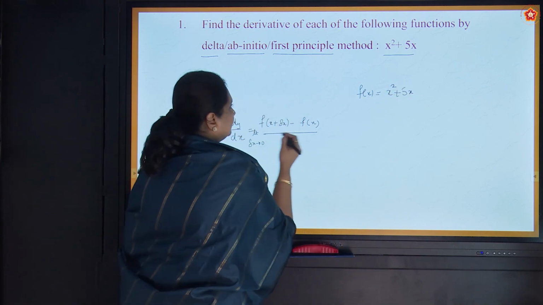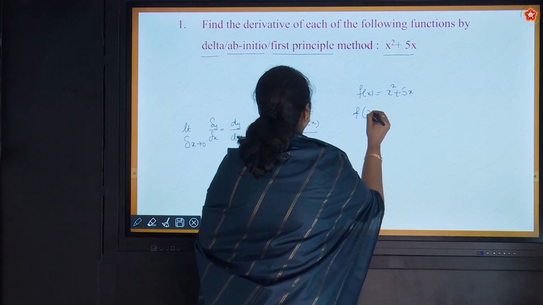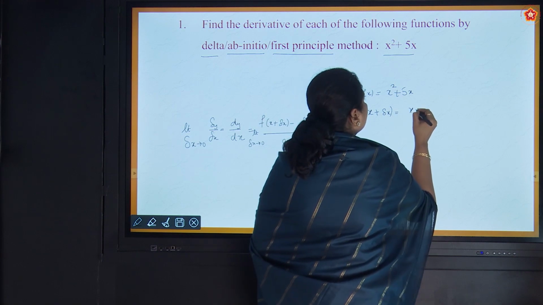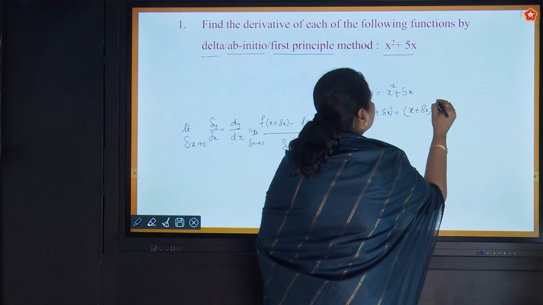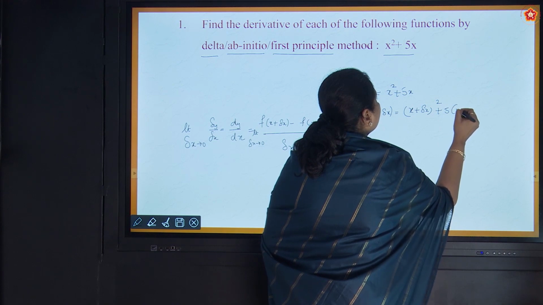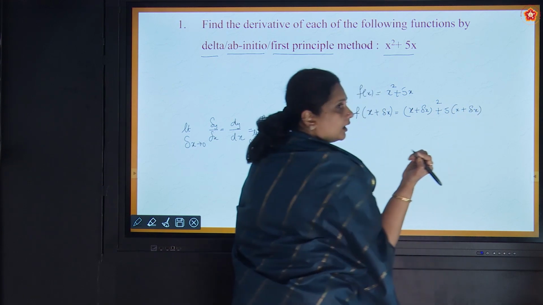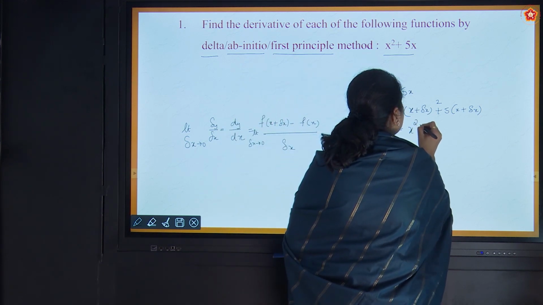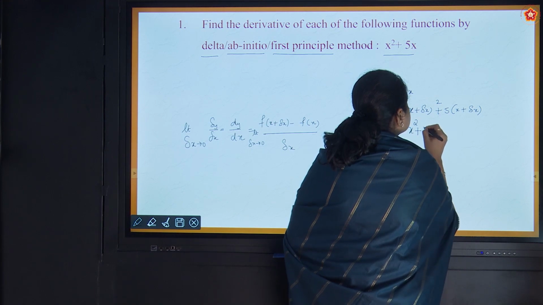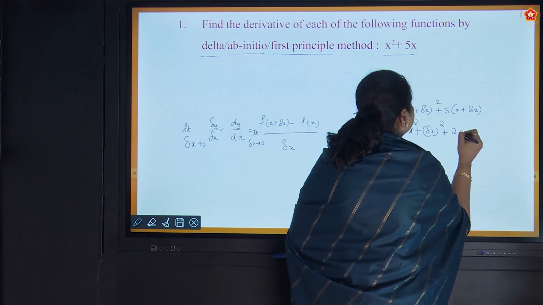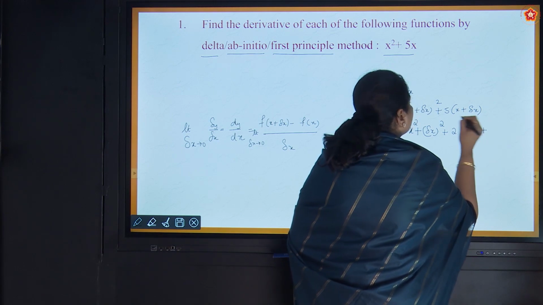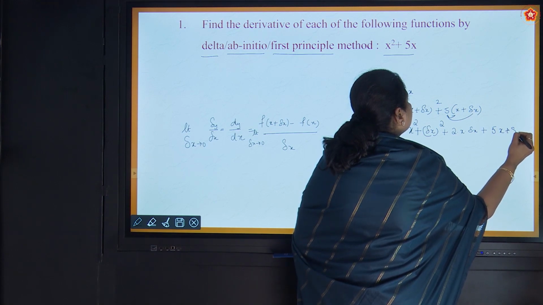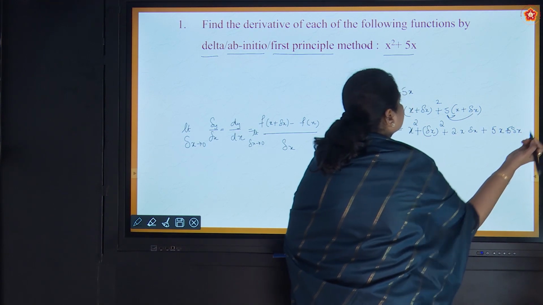Now let me find f of x plus delta x. That is nothing but x plus delta x the whole square plus 5 into x plus delta x. Let me simplify this and keep it for my easy application. A square plus b square plus 2ab is what I am applying here. And I am opening up the brackets by multiplying 5 to the binomial. So 5 delta x.